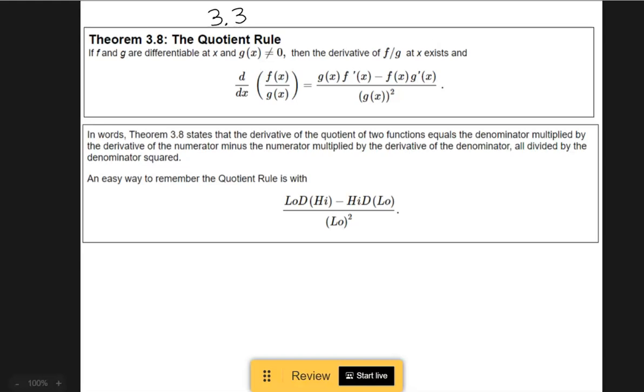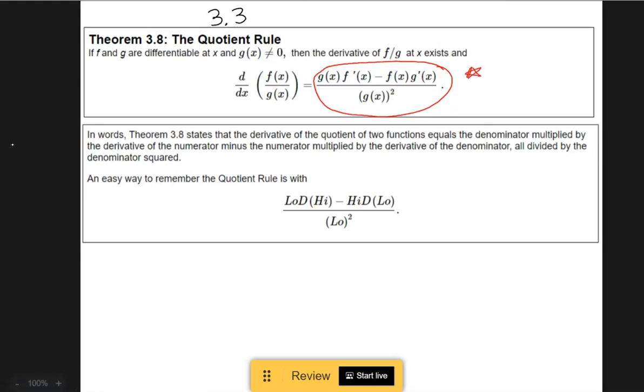Okay, now I want to take a look at the quotient rule. So this is if we are dividing two functions. So the quotient rule is this. So you do have to have the product rule and the quotient rule memorized.